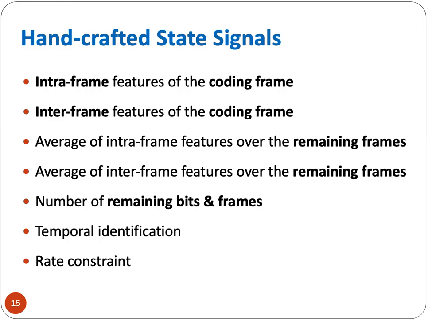In this work, our state signal involves 8 handcrafted signals. The first two are the intra and inter features of the current coding frame. The third and the fourth are the intra and inter features of the remaining frames. The rest are the remaining bits, remaining frames, frame type, and the rate constraint information.